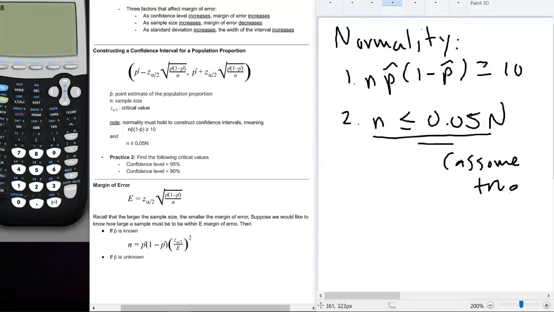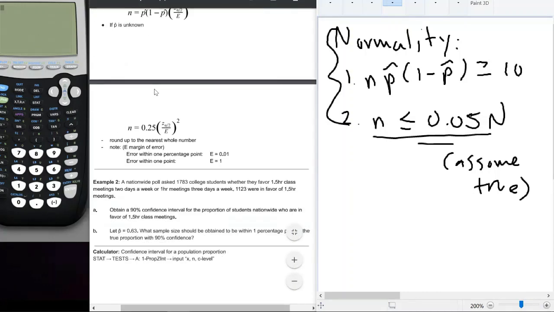You will always assume the second part to be true. But the first part you will have to calculate in the homework assignment, and I'll show you how to do that with this example. So we're going to first check normality to make sure it holds, and then I'll show you how to calculate this either using the formula by hand, but I'll also show you a nice little calculator function to do that.